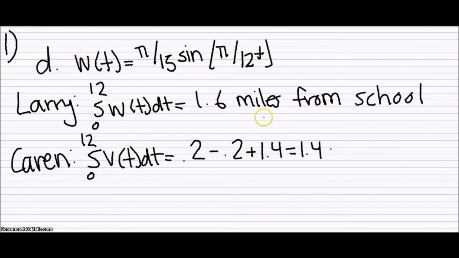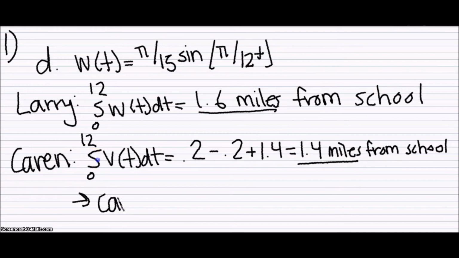Similarly, when we take the integral from 0 to 12 of Karen's velocity function, we find that she lives 1.4 miles from the school, which makes sense because earlier we found the total distance that Karen travels to get to school, and instead of adding the negative distance that she travels, we subtract that from the total. So because Larry lives 1.6 miles from the school and Karen lives 1.4 miles from the school, we know obviously that Karen lives closer to the school.